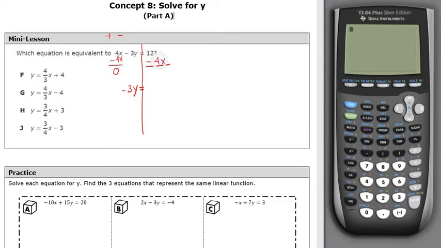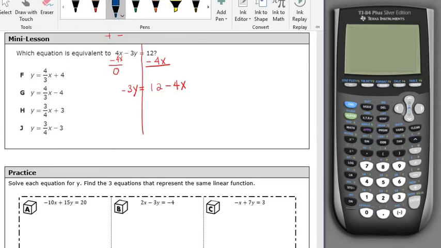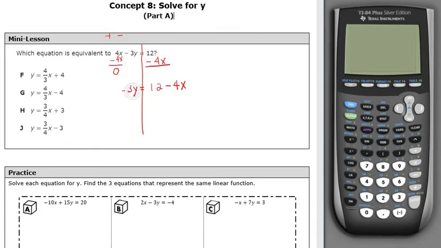This is a constant, this one has an x. I can't actually combine them. So the best I can do is just write them side by side. 12 minus 4x. Alright, we're getting closer. Y still isn't by itself.